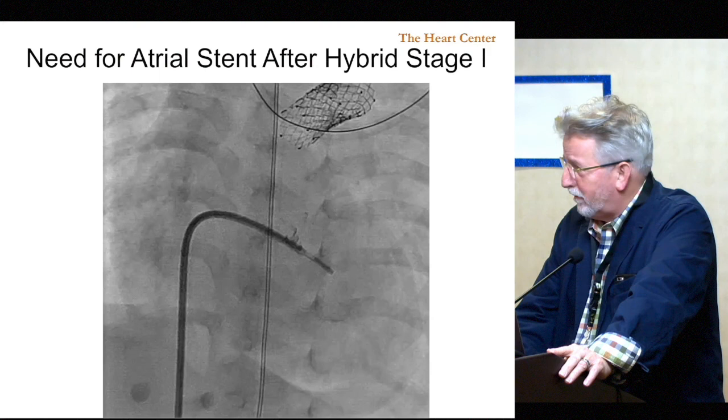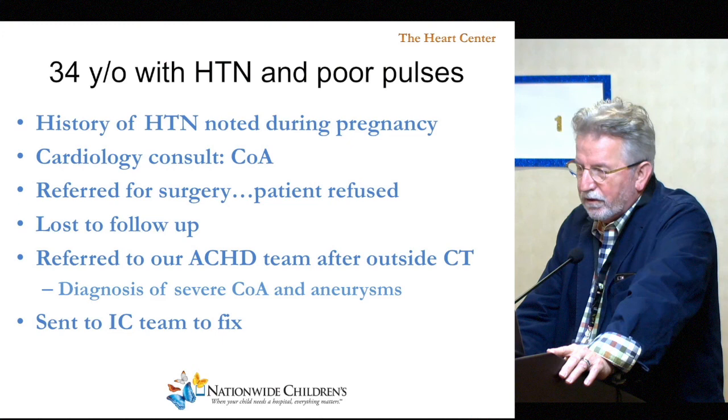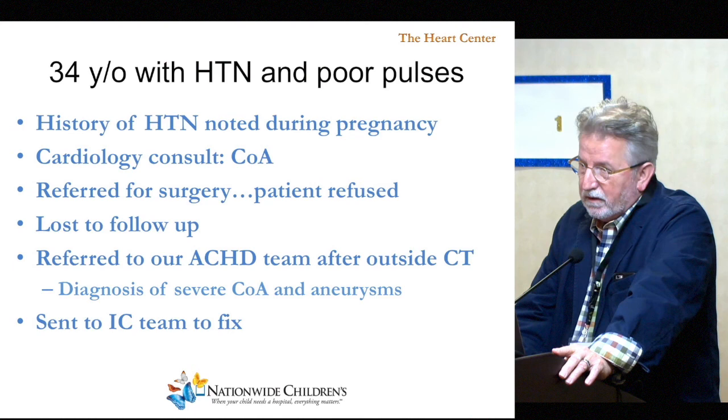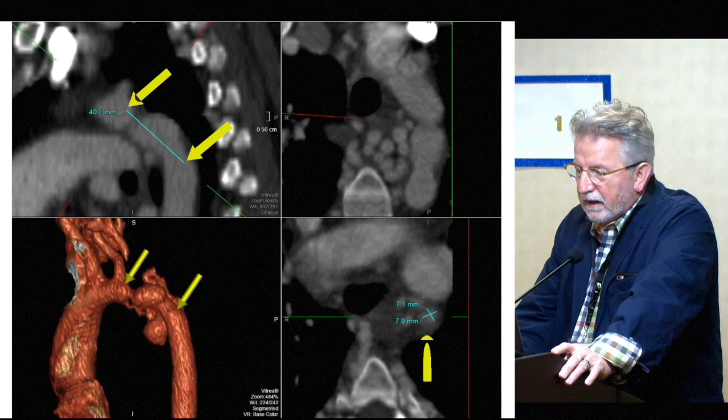This is a 34-year-old recently referred with hypertension and poor pulses. She had hypertension known in pregnancy, and had a consult with the adult group. They referred her to surgery, she refused, so she just got lost to follow-up. She was referred to our adult congenital team. She had an outside CT which said she has severe coarctation with aneurysm, so she was sent to our team to fix. This was the CT scan, which is pretty awful looking, as you can see. You can see what looks like aneurysms, and you can see severe coarctation. And this is what it looked like with some of the still frames.